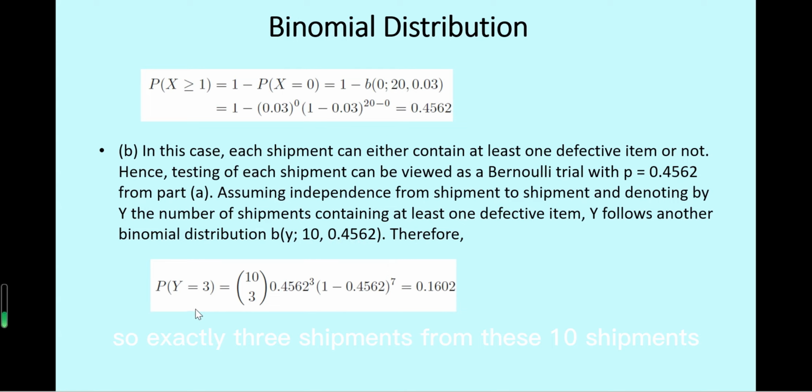So exactly 3 shipments from these 10 shipments contain at least one defective. So this probability is Y equals 3, with combination C(10,3), and with this probability to the power 3, times 1 minus this probability to the power 7. The result is about 0.1602, which is the probability that exactly 3 of these 10 shipments contain at least one defective item.